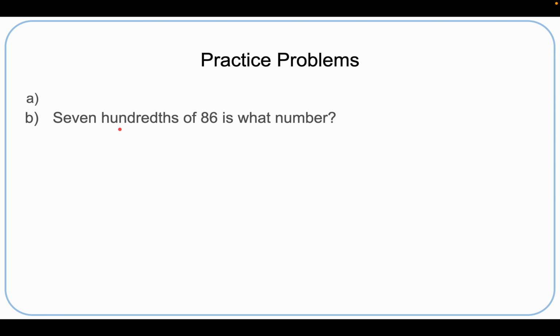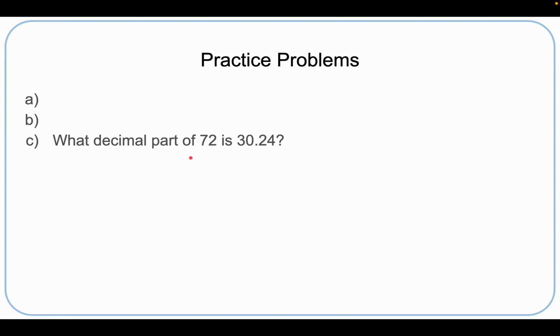Second question, 7/100 of 86 is what number? 7/100 is going to be 0.07, of is our times 86, is equals what number? There's our unknown, b. Now we just need to multiply 7/100 times 86 and we get b equals 6.02. Again, totally fine if you use a calculator for that.